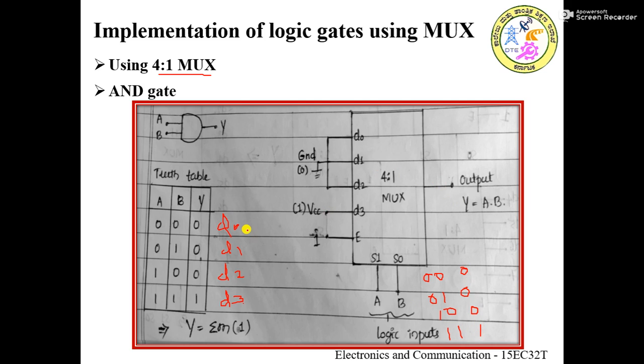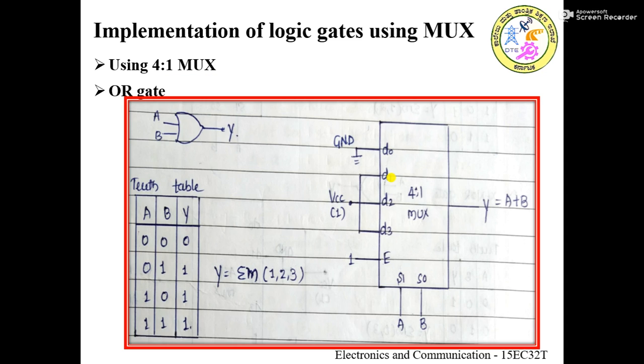So now if you compare the AND gate truth table with the 4:1 mux truth table, both are replicas of each other. I can say I have successfully implemented the functionality of the AND gate using a 4:1 mux. Okay. Next we shall see the OR gate.